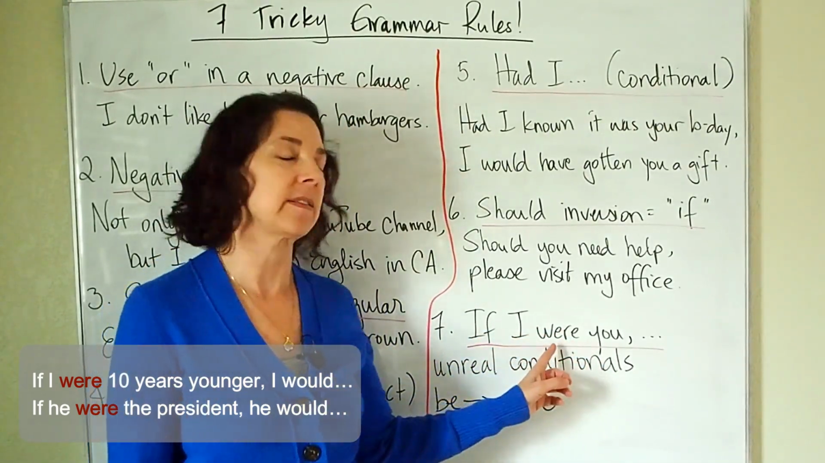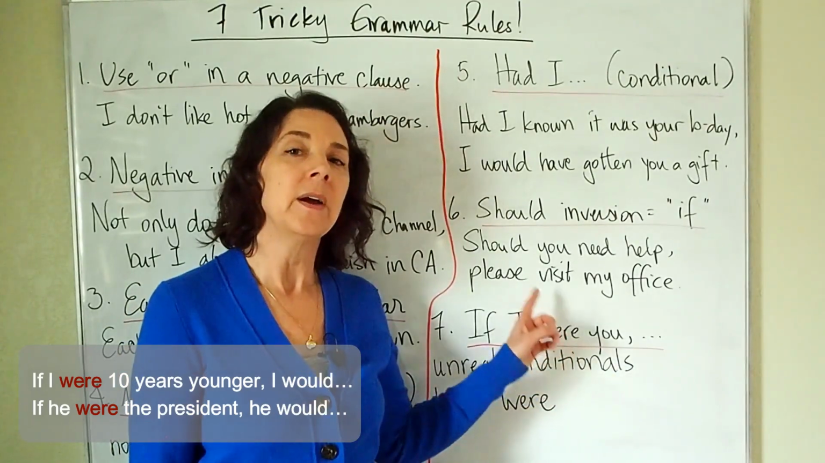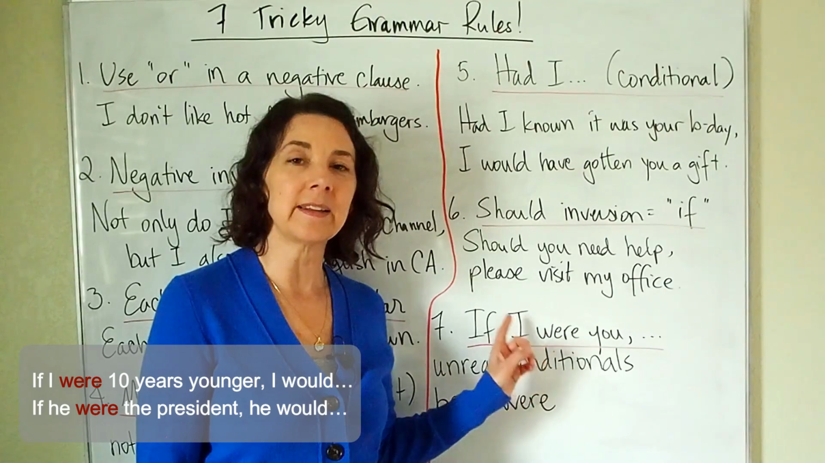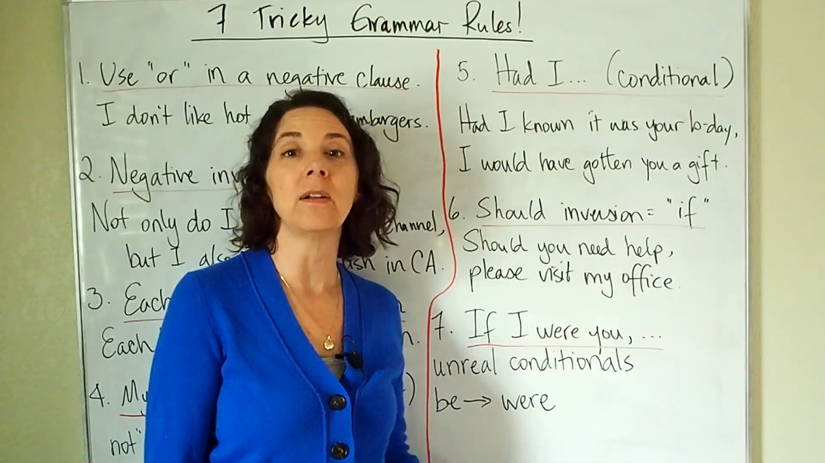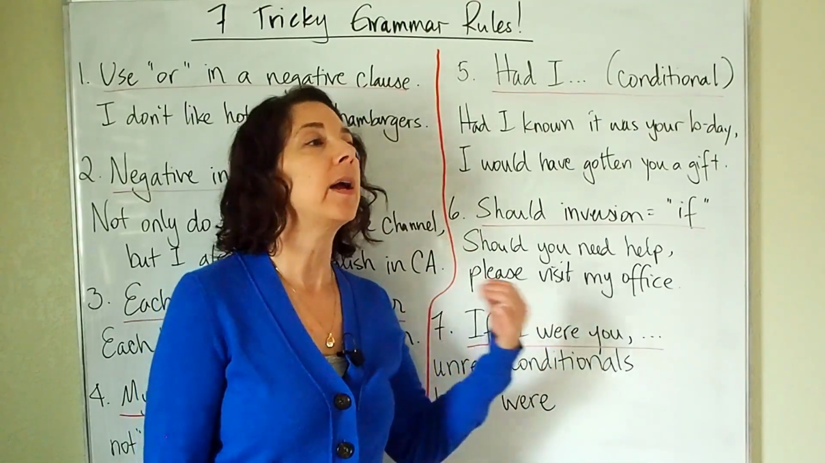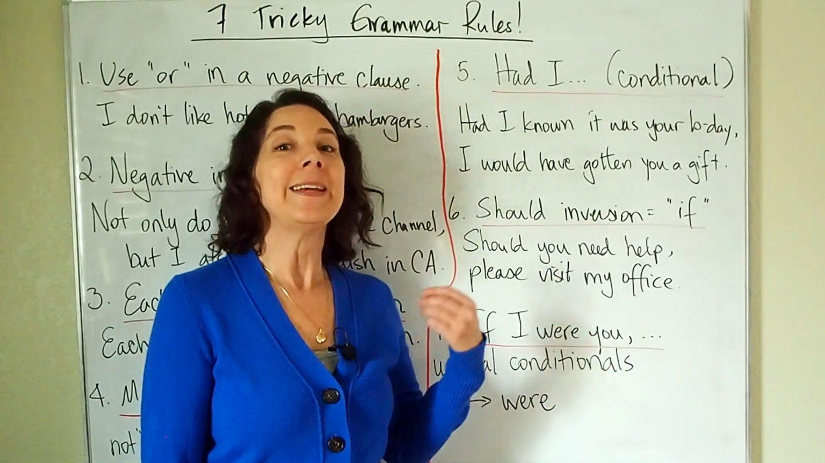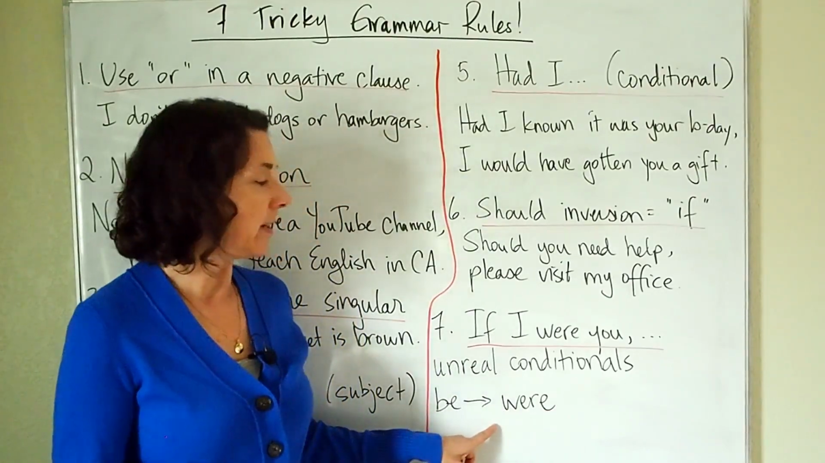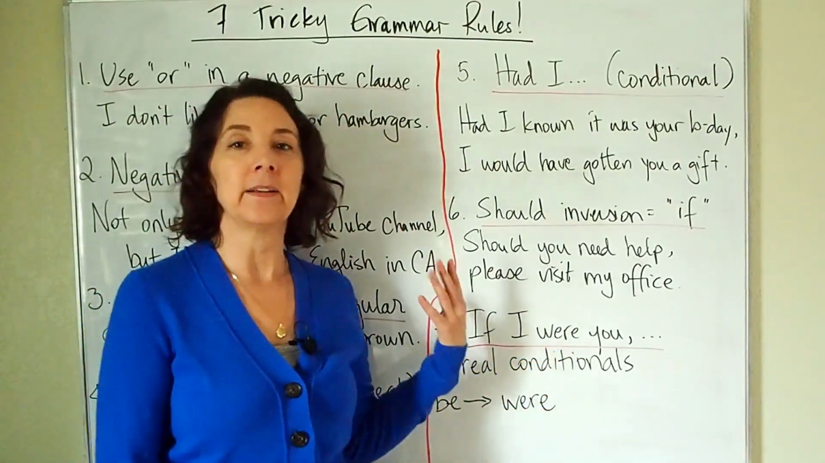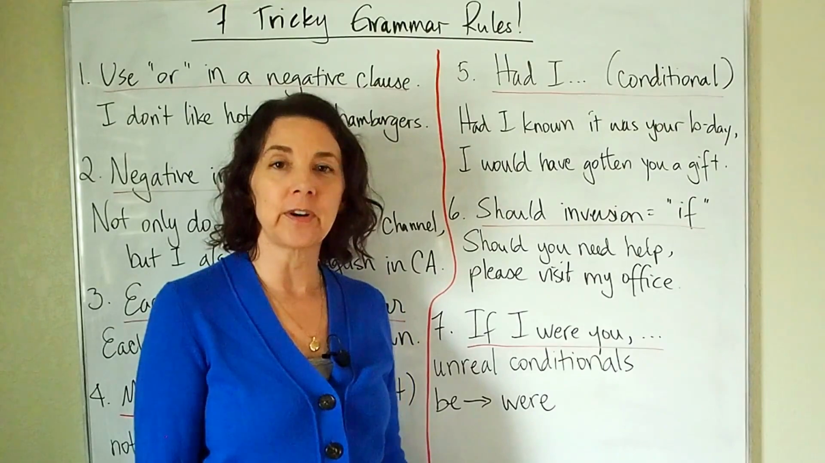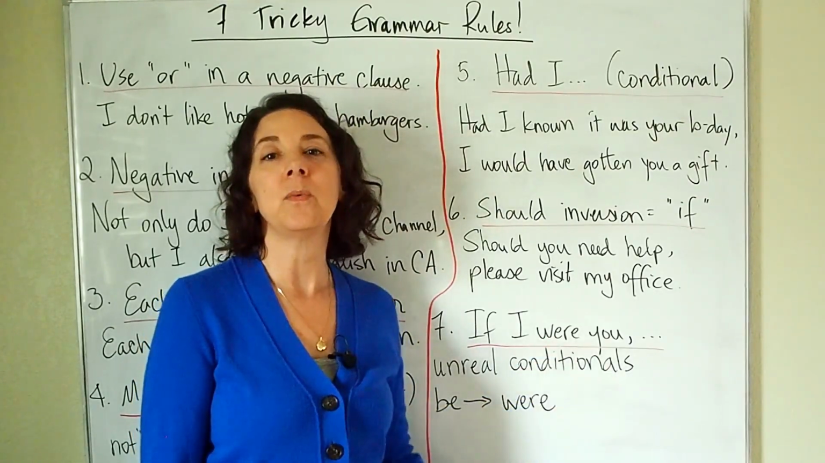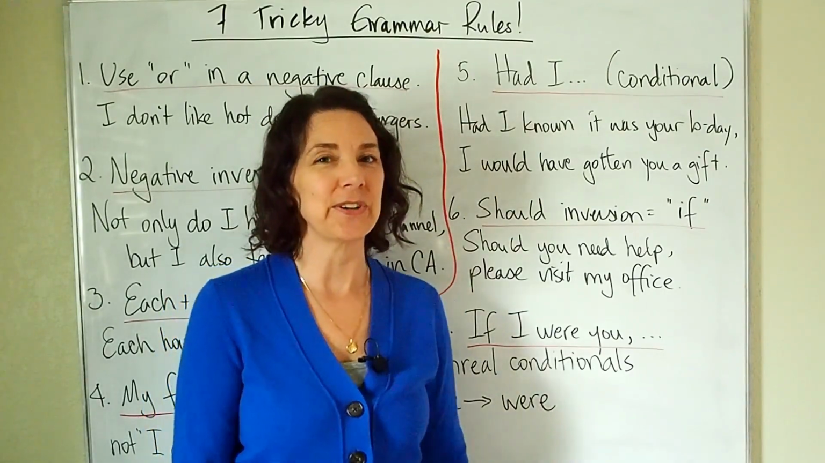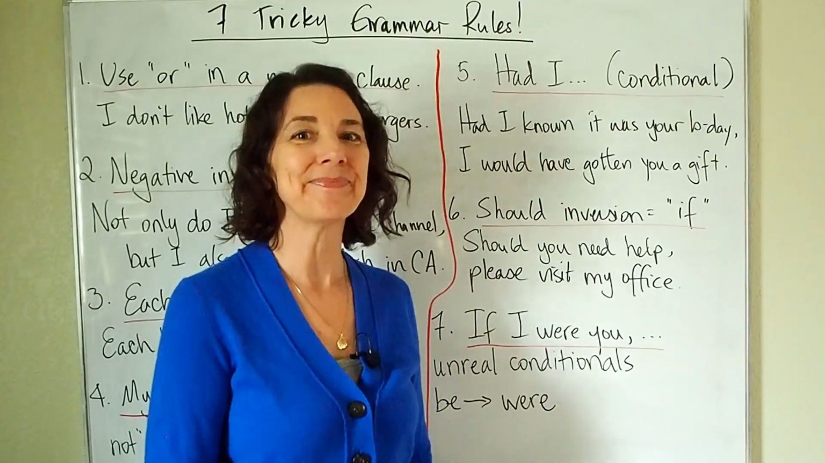And what happens here is that with this unreal conditional, we have the verb be, but we use it in the past tense, and we use were for all of the subjects. If I were you, if he were the president. Sometimes you can hear people say was, but the grammar rule tells us for this unreal conditional, we use the verb were. That one is pretty tricky because it sounds a little strange.